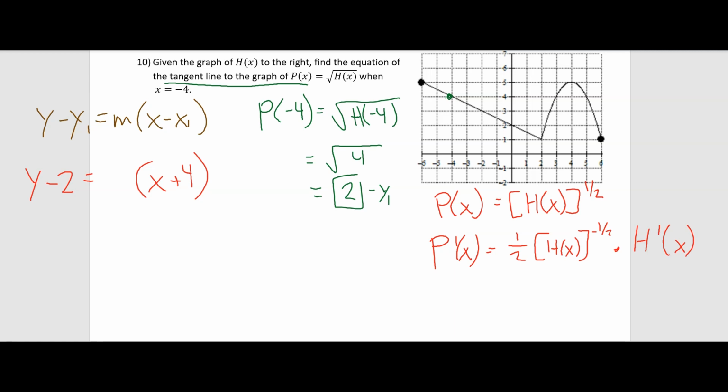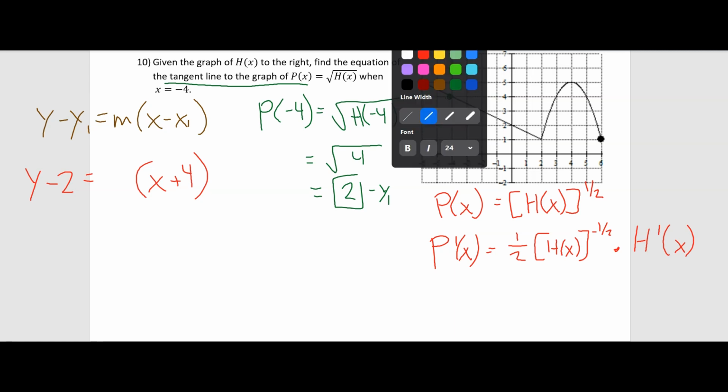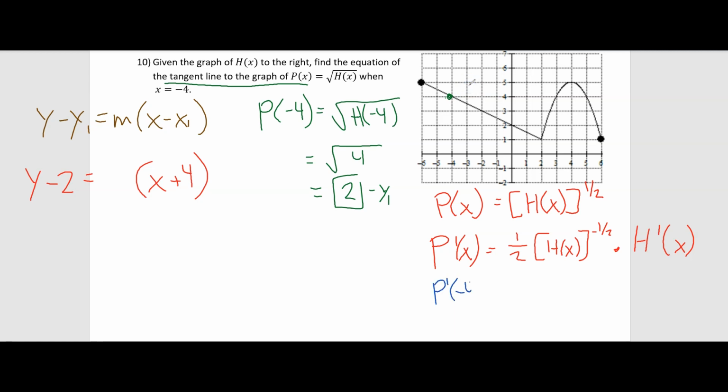Now, I need to find the derivative when x is equal to -4. So let's just do some substitution and see if we can evaluate here. So p prime of -4 gives me 1/2. H of -4 we already know is equal to 4. H prime of -4. Well, if we come up here, we notice that the graph is linear. So the derivative, or the slope of the tangent line at x equals -4, is just equal to the slope of that line, right? Because the graph is linear. So if we look at the slope, we end up having a slope of -1/2. So we get times -1/2.